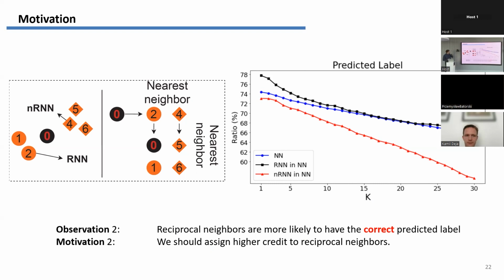And if you look at the accuracy of the prediction of a reciprocal neighbor versus a normal neighbor, which is in blue here, then you see that the reciprocal neighbors, on the horizontal axis here we have the number of neighbors we are looking at, in black, we see that the accuracy is significantly higher. So using the reciprocal neighbors is a stronger predictor of the class of a point than just any neighbor. A non-reciprocal neighbor is given in red here, which has a lower accuracy.